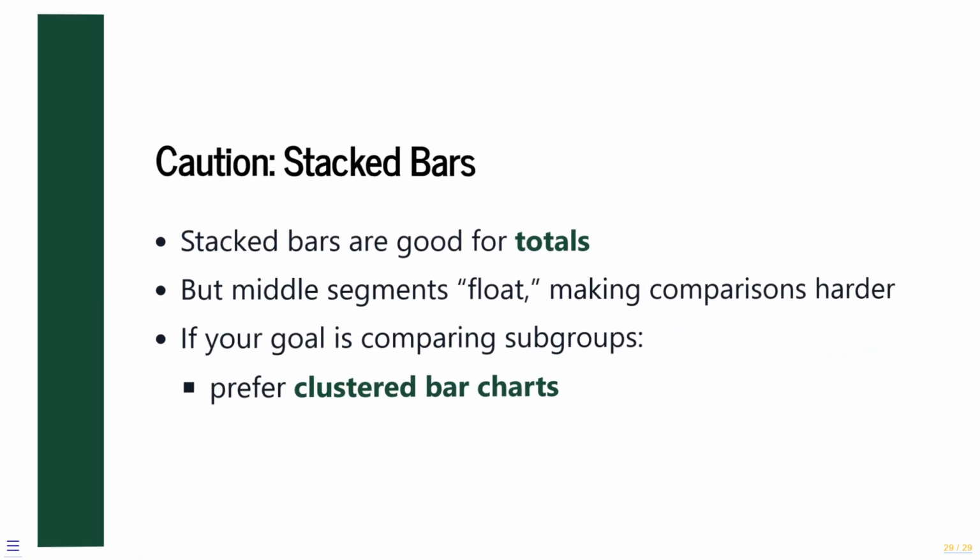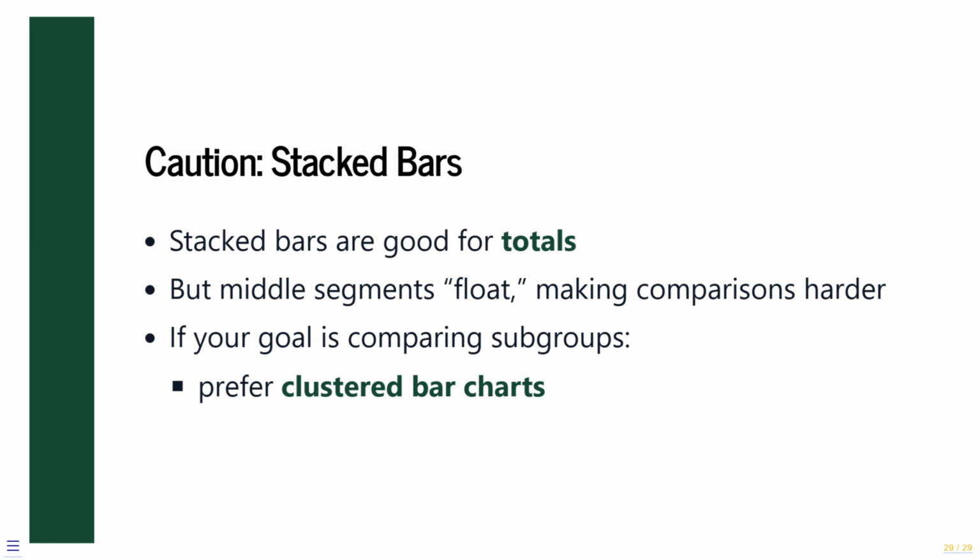Stacked bars are useful when you care about the total across categories, but they hide patterns in the middle segments. In the last plot, you can easily compare the overall emergency visits across departments and the share of fractures. But it's harder to compare the other injuries across departments because their segments float at different heights. If your goal is to compare subgroups, a clustered bar chart is usually better.